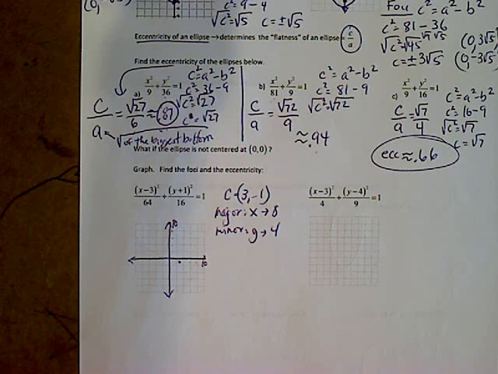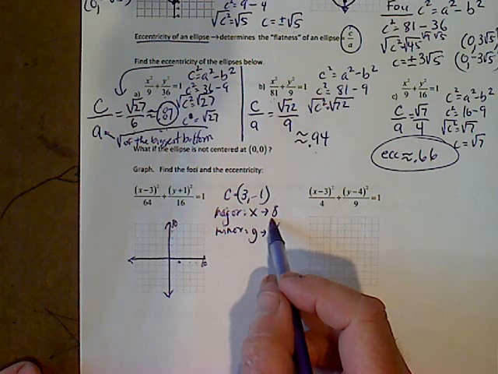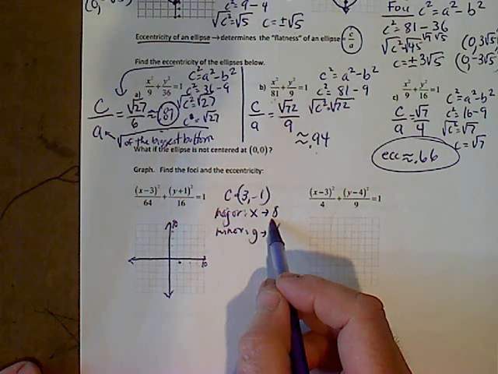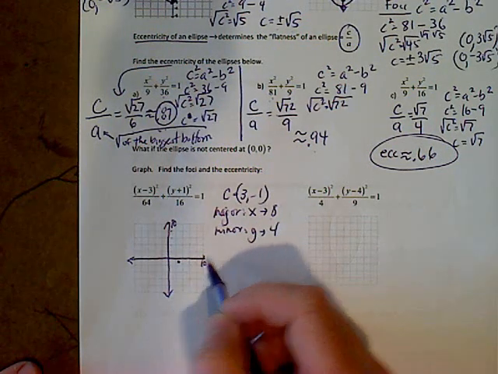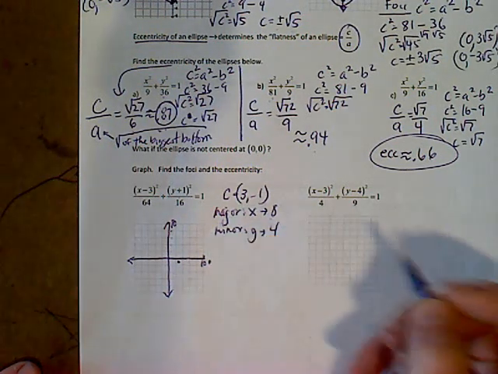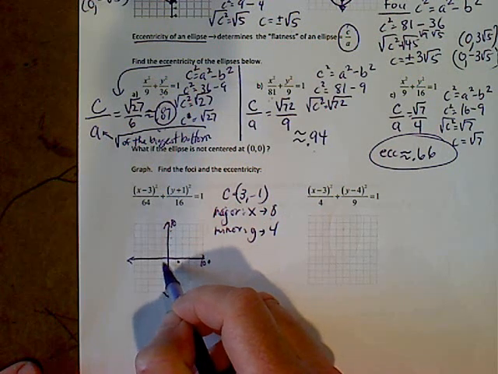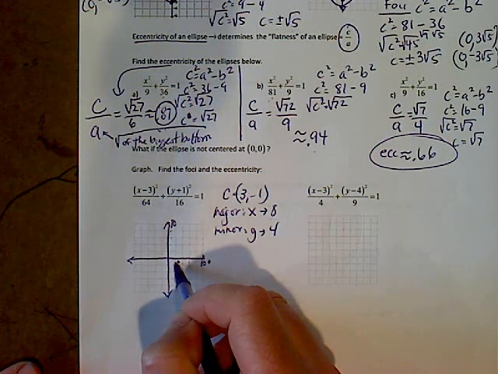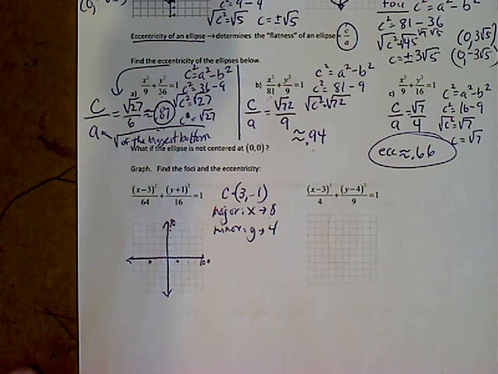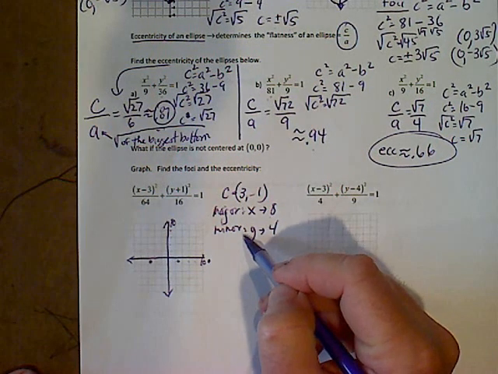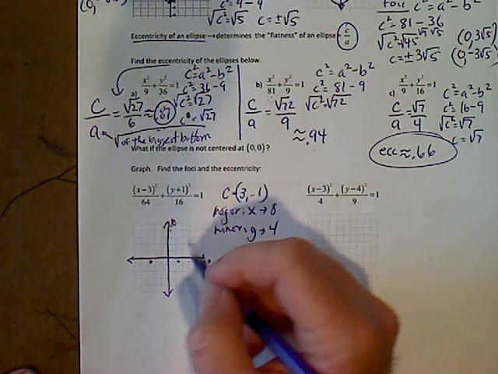And then again, like I said, we're going to go 8 units in the x direction. So again, we're at 3 here. If we go over 8, we'll actually be at 11. If we go back 8, we'll be at negative 5. Would be right there. And then for our minor axis, y direction, we'll go up 4 units.